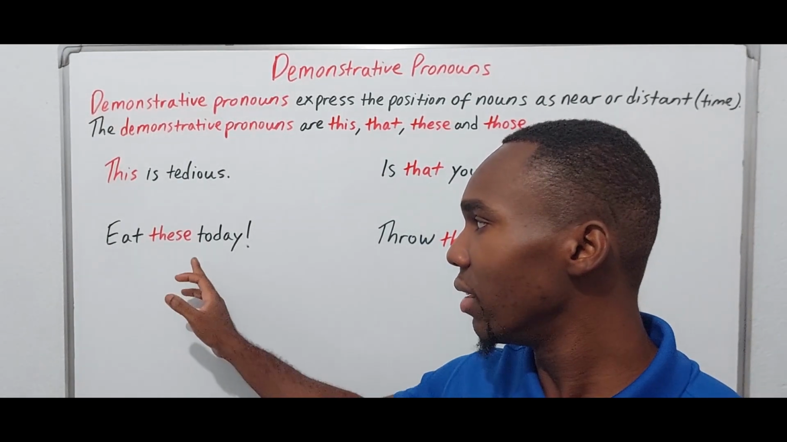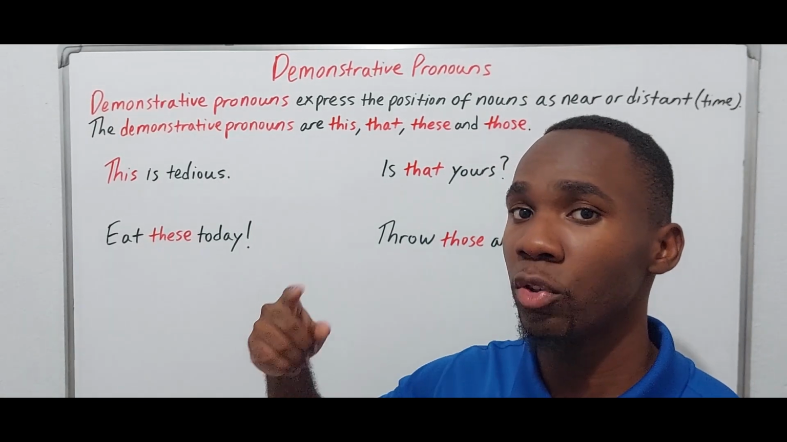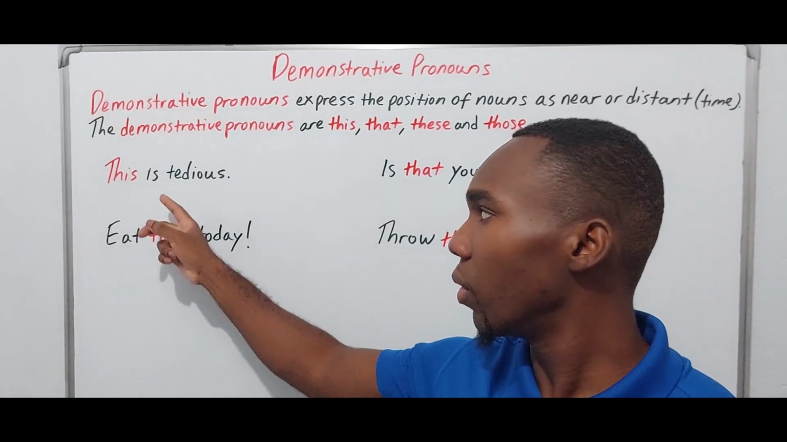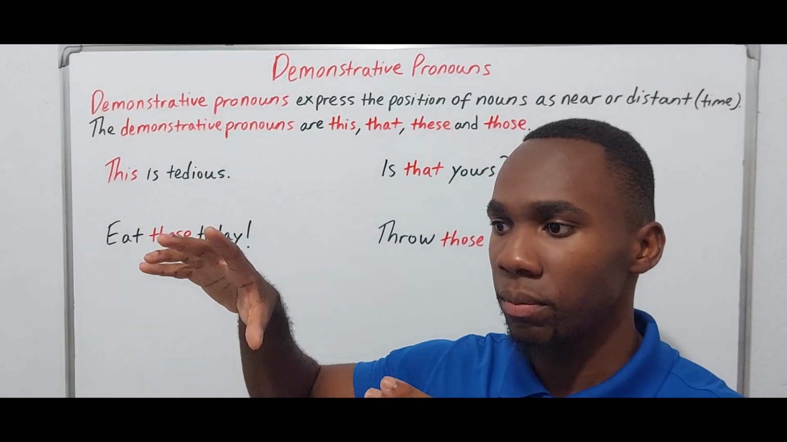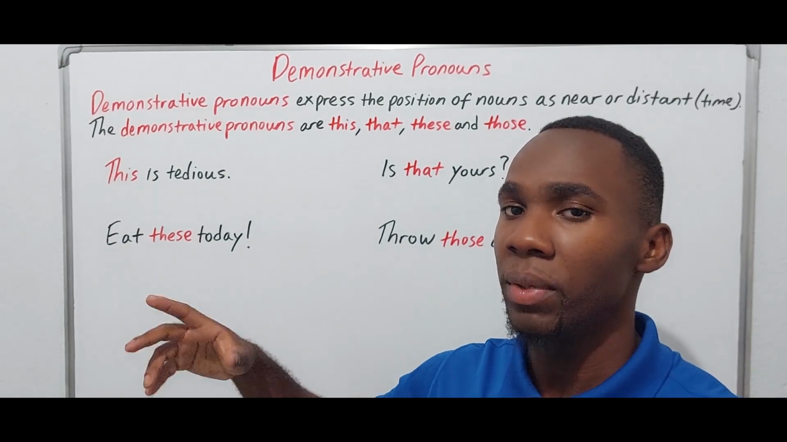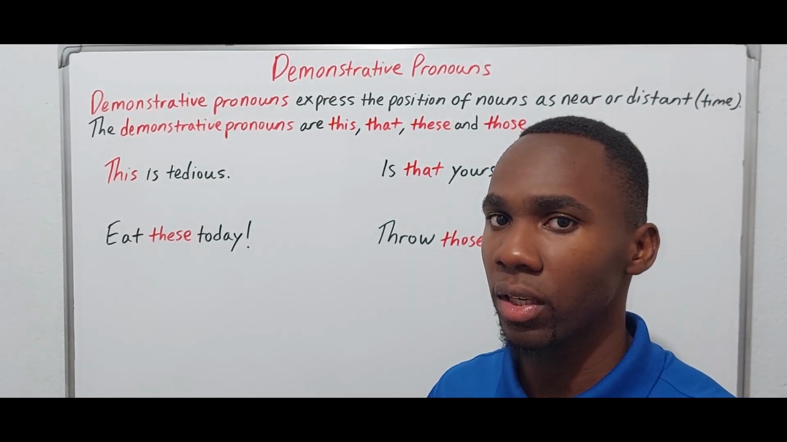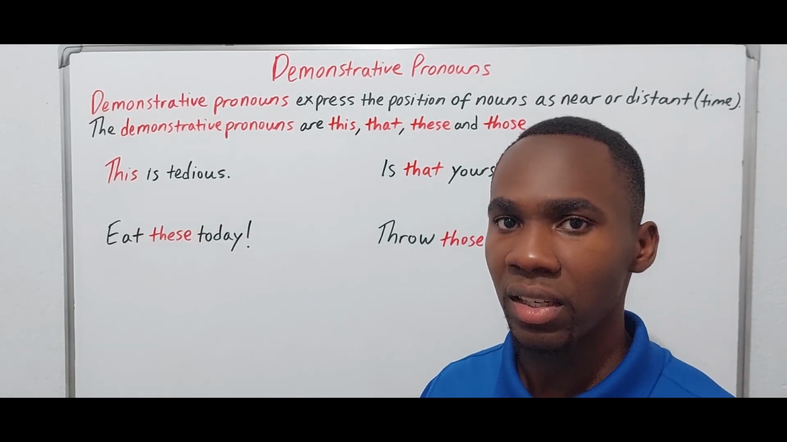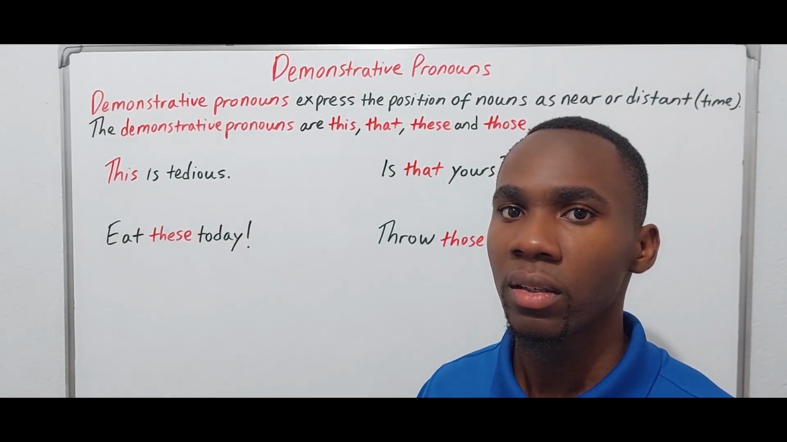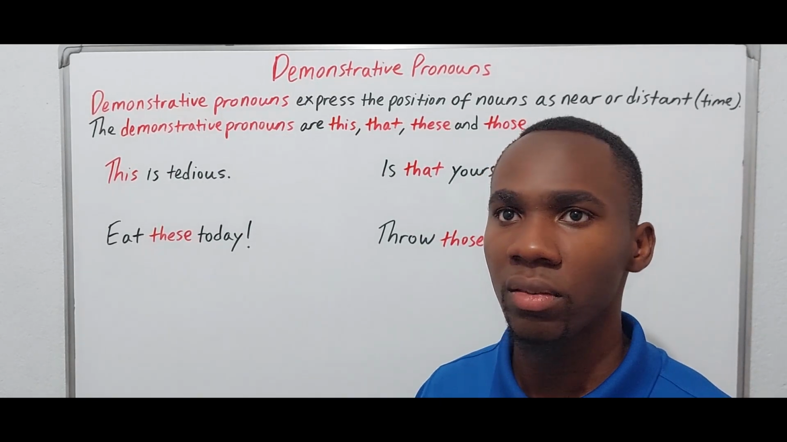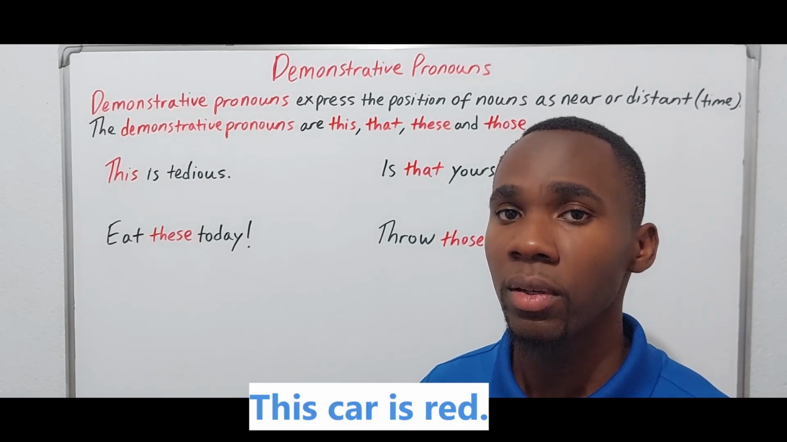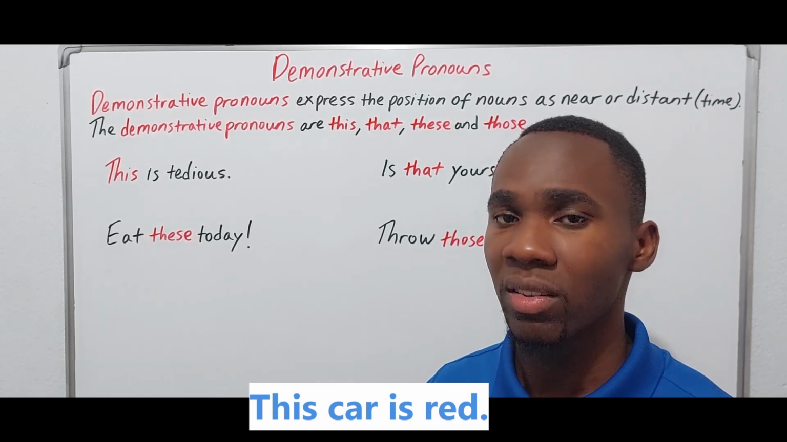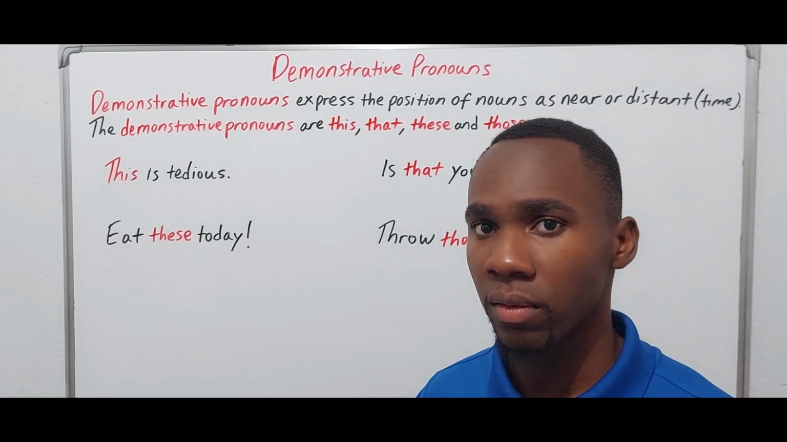If we want to make these demonstrative adjectives, then it would have to go before nouns, right? So if I wanted to mention the noun, then it will become a demonstrative adjective, okay? So this car, this and that. So if I say this car, this car is red, for example. This in this case is functioning as an adjective because it's describing the car, okay?